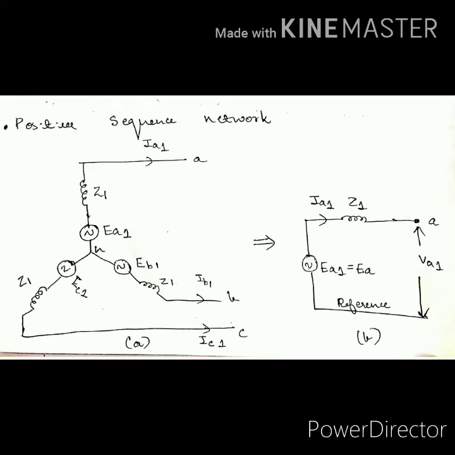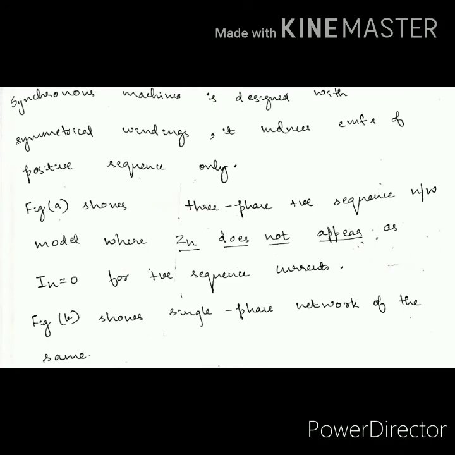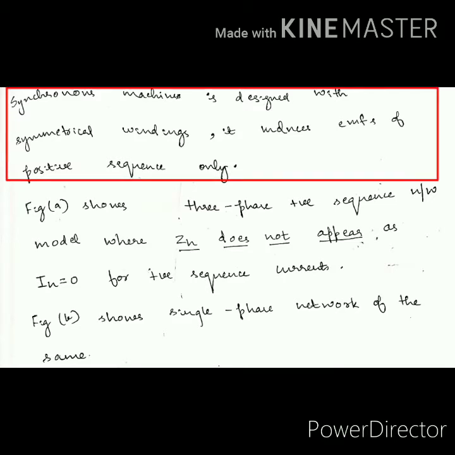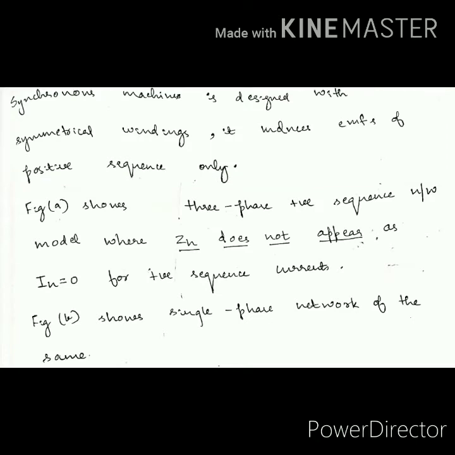And here in the single phase circuit also and in the three phase circuit also, you can see that the EMF source we have included, since a synchronous machine is designed with symmetrical windings. This is a very important point. The synchronous machine is designed with symmetrical windings, so it induces EMF of positive sequence only. Means only when you draw the positive sequence network you have to show the EMF, not in negative, not in zero.